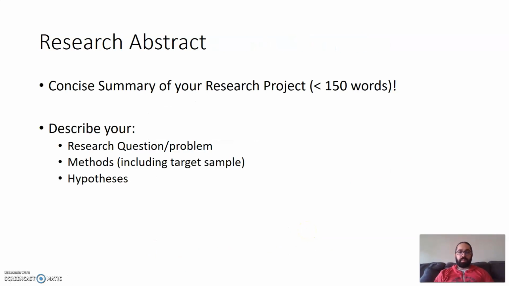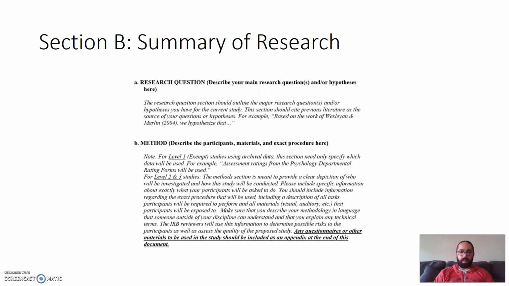Now, this abstract should provide a concise summary of your research project, so no more than 150 words. And here you should describe your research question problem, your methods, including your target sample, and your hypotheses. Note, typically, a research abstract will also involve results, conclusions, and implications. However, you haven't collected the data yet, so you're not required to include that information. So in lieu of that, just include your hypotheses.